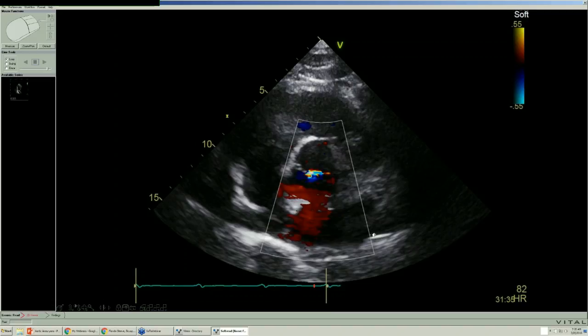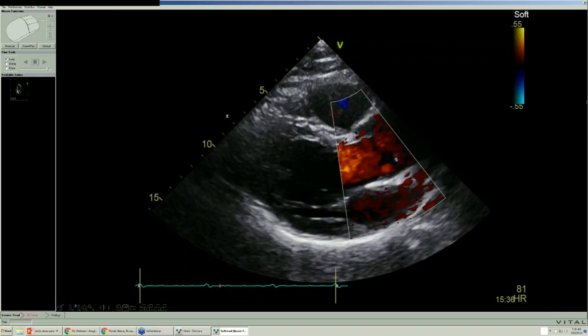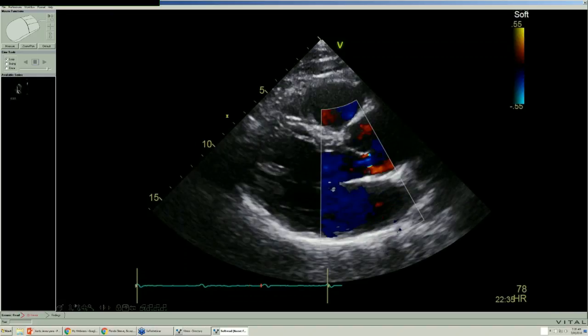Here's the leakage of the aortic valve and how you can see it so well. And normal contractility everywhere. And now we're starting to get a glimpse of the ascending aorta and how it looks.